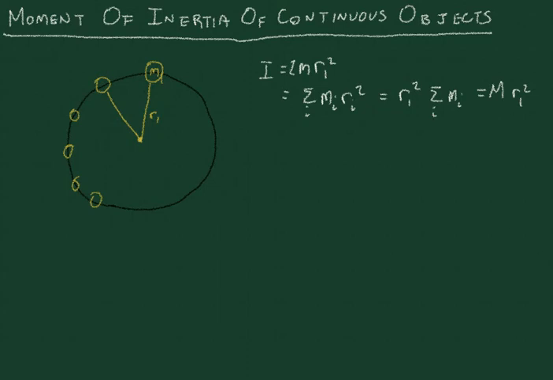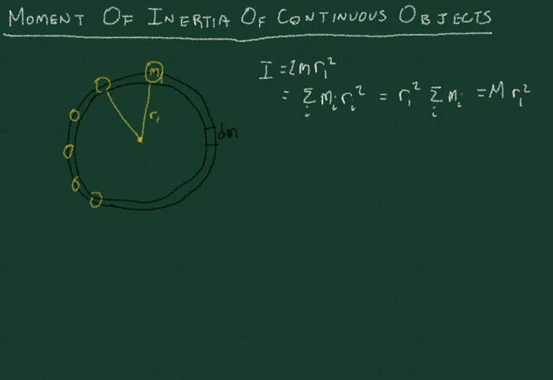Now what happens if we have a continuous object? So instead of a bunch of points, we have something that's like a hoop, right? So we have kind of this hoop that goes around. Well, it's basically the same thing. We'll divide this up into a small segment, and that small segment has a mass dm.